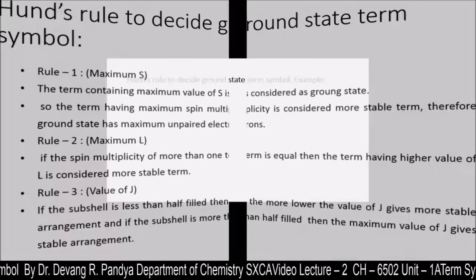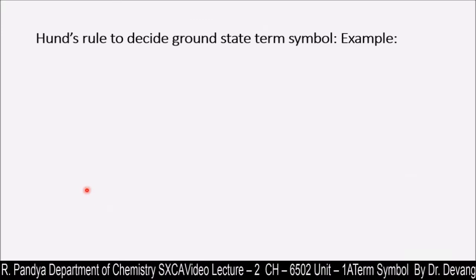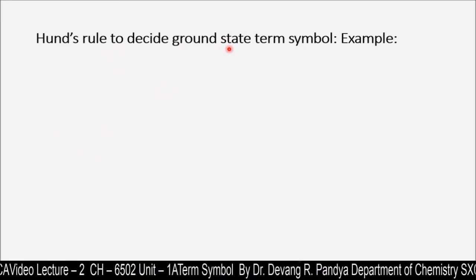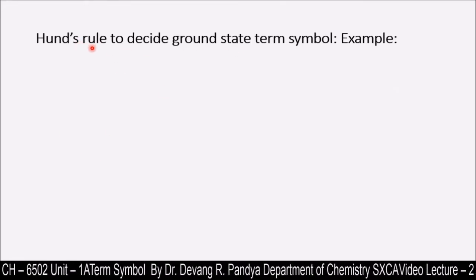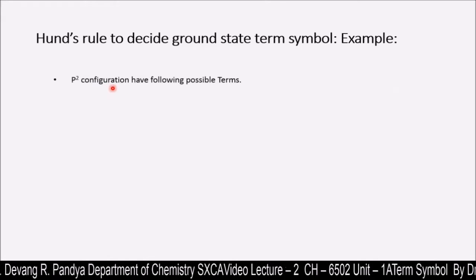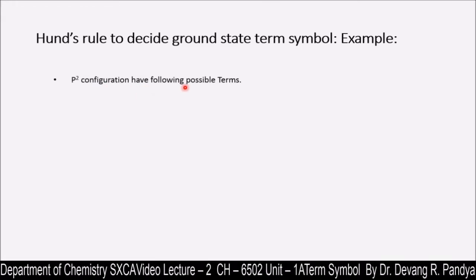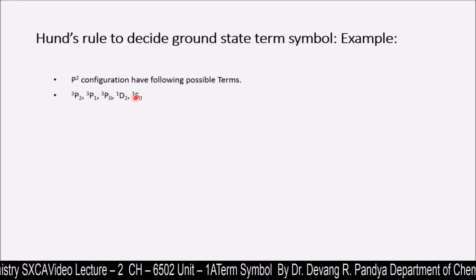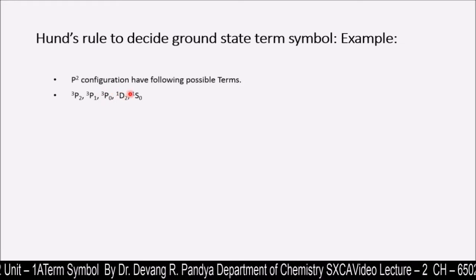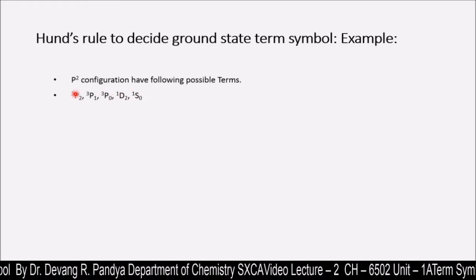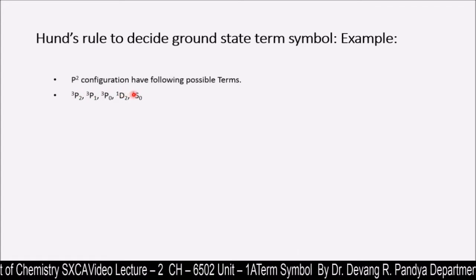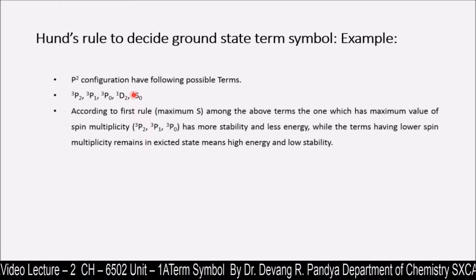Okay. Next, in this explanation of rules 1, 2 and 3 to decide the ground state term symbol using Hund's rules, let's take one example for that. The p2 configuration, for example, we are taking, having different terms. Here you can see the different terms associated with the p2 configuration: triplet P2, triplet P1, triplet P0, singlet D2 and singlet S0. Now here one spin multiplicity set is triplet and the other spin multiplicity set is singlet. So we can apply the first rule there.